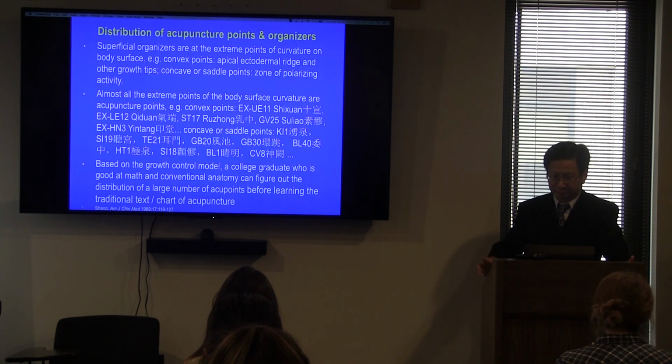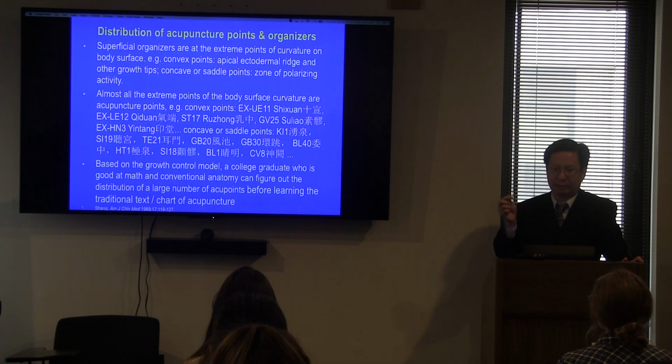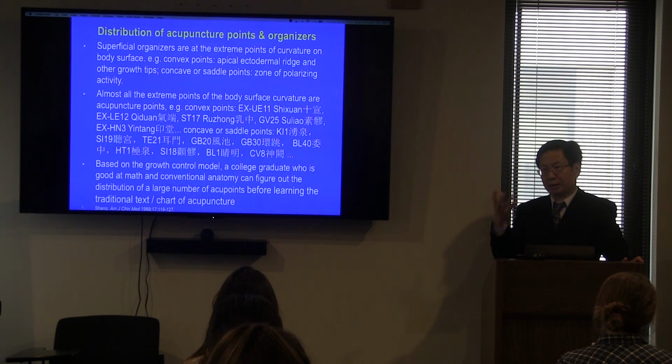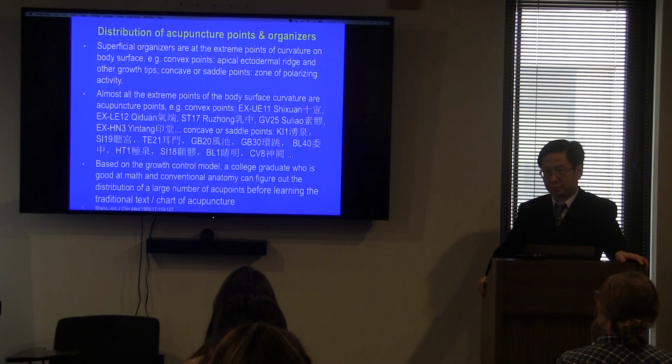And also the lateral and medial malleolus, and also the concave points between the Achilles tendon and the malleolus. Those are all acupuncture points in obvious locations, and also obvious locations of organizers.